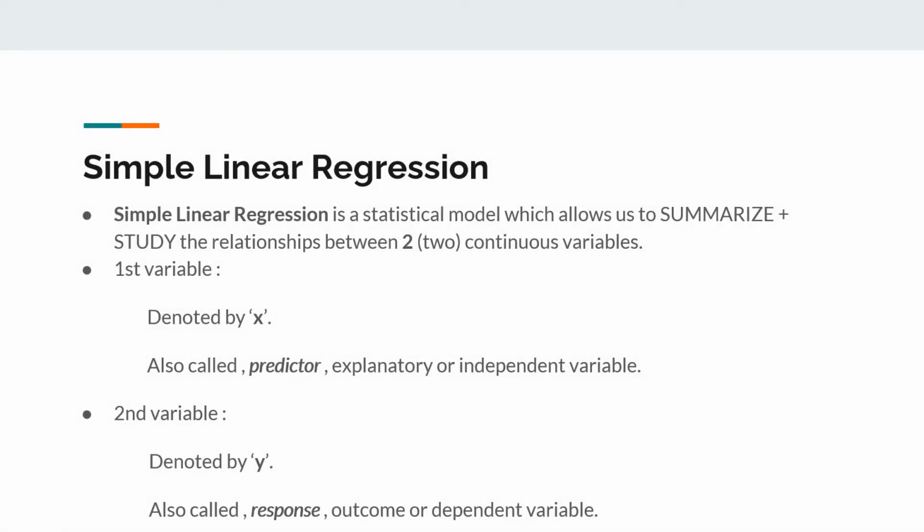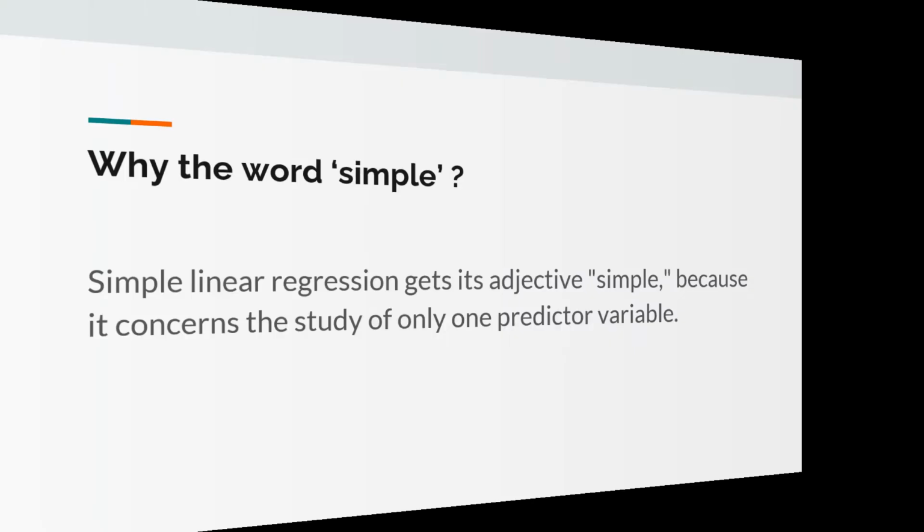So what exactly is simple linear regression? Simple linear regression is a statistical model which allows us to summarize and study the relationships between exactly two continuous variables. The first variable is denoted by x and is also called the predictor, explanatory, or independent variable. The second variable is denoted by y and is also called the response, outcome, or dependent variable.